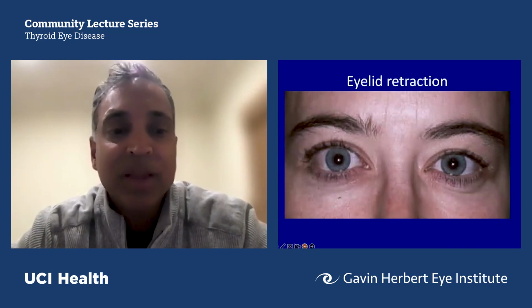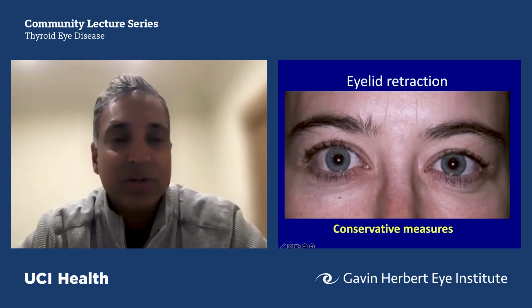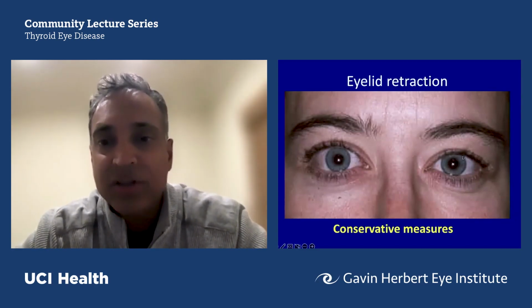As we mentioned here, this is somebody with eyelid retraction. A little bit, you can see Dr. Lee was pointing out, this is the normal side, the left side. The upper eyelid just covers the top of the colored part. We call that the limbus.